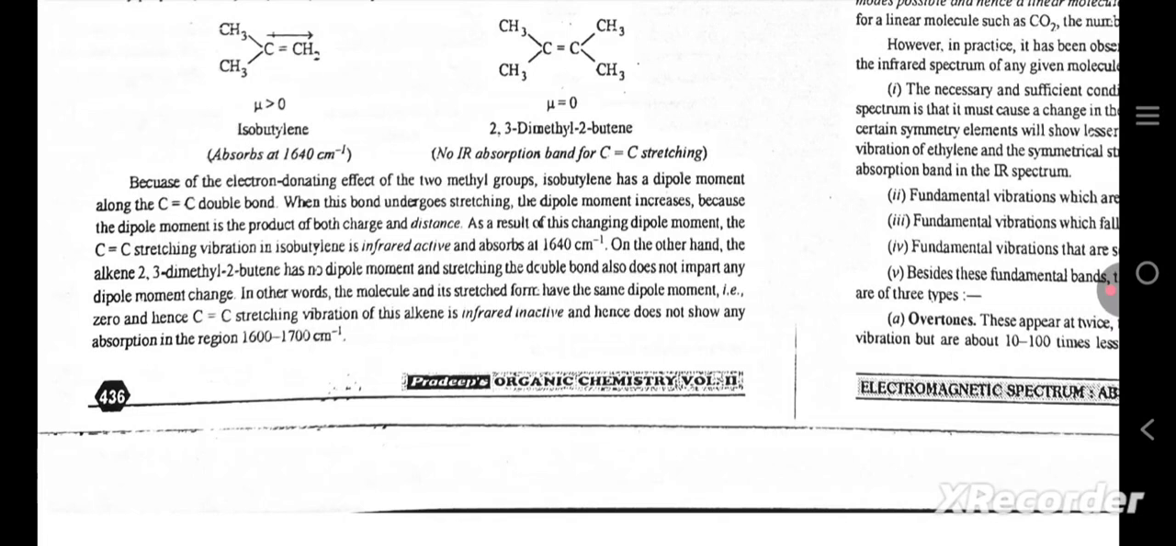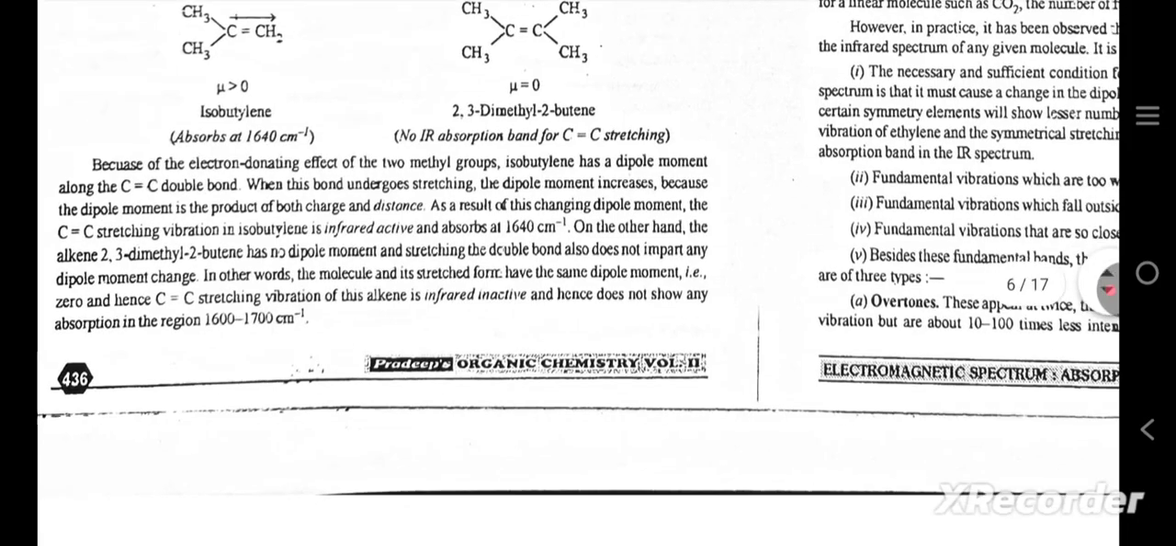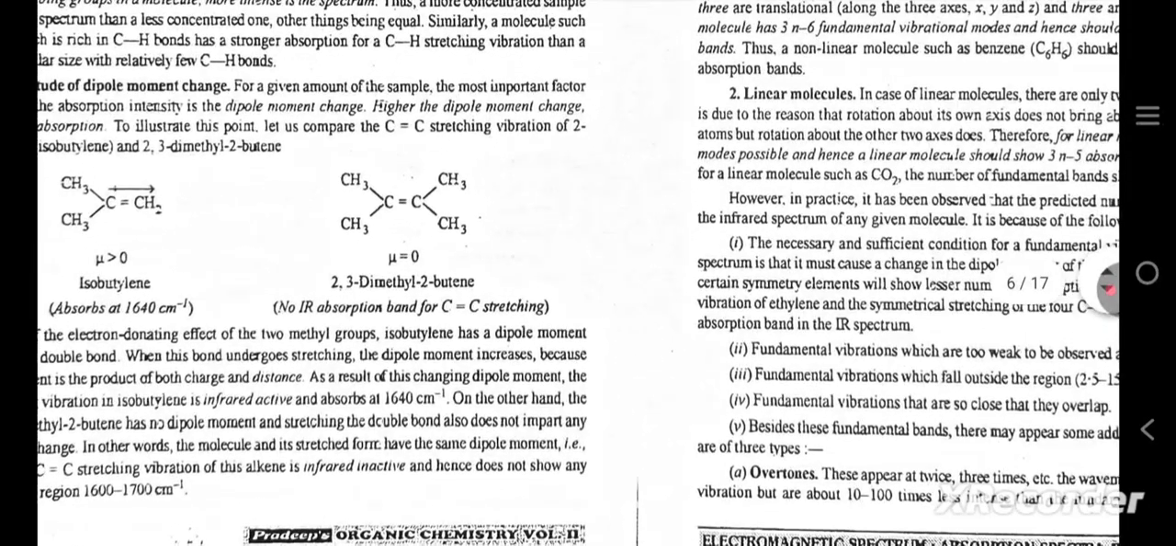On the other hand, the alkene 2,3-dimethyl-2-butene has no dipole moment, and stretching the double bond also does not cause any dipole moment change. In other words, the molecule in its stretched form and unstretched form have the same dipole moment of 0, and hence the C=C stretching vibration of this alkene is infrared inactive and does not show any absorption in the region 1600 to 1700 cm.